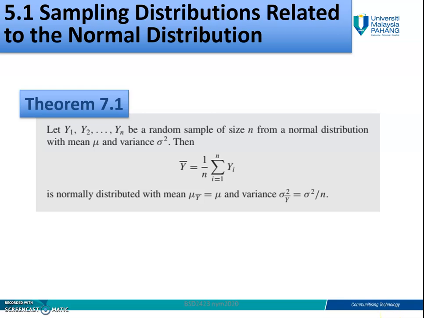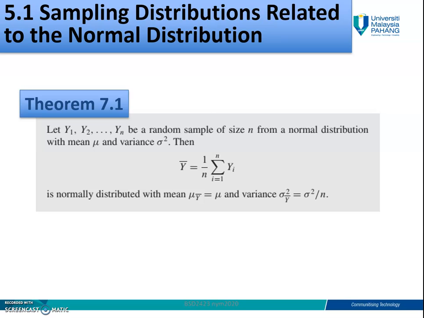So in this video, we'll continue with sampling distribution. Okay, chapter 5. In the previous video, you had a little bit of the concept of sampling distribution. In this video, sampling distribution is related to the normal distribution. If you remember, you have used the normal distribution so many times.